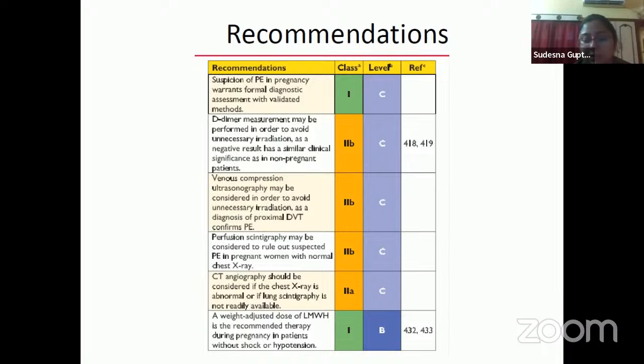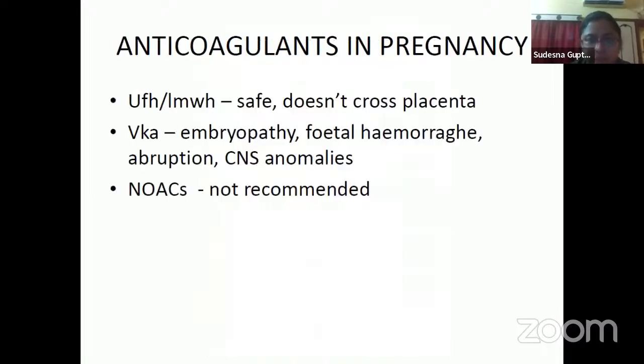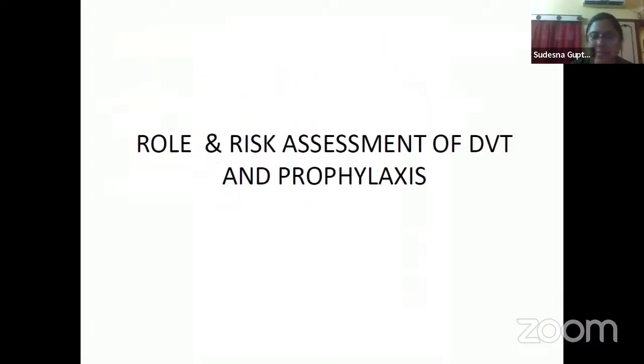A weight-adjusted dose of LMWH is the recommended therapy during pregnancy in patients without shock or hypotension, and it holds a class 1 indication. LMWH is safe. UFH, unfractionated heparin, is also safe because it doesn't cross the placenta. Vitamin K antagonists carry the risk of embryopathy, fetal hemorrhage, abruptions, and CNS anomalies, so they are not indicated. NOACs are definitely not recommended in pregnancy.